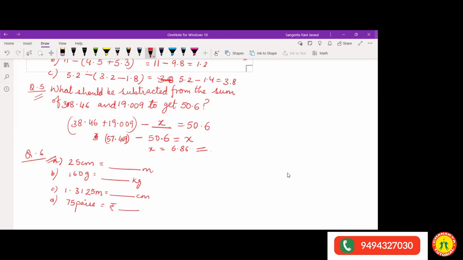Ma'am, I got the A answer as 0.25. Yes, ma'am, same. Okay, good, 0.25. Okay, Hridesh, tell me this. 160 grams is how many kgs?